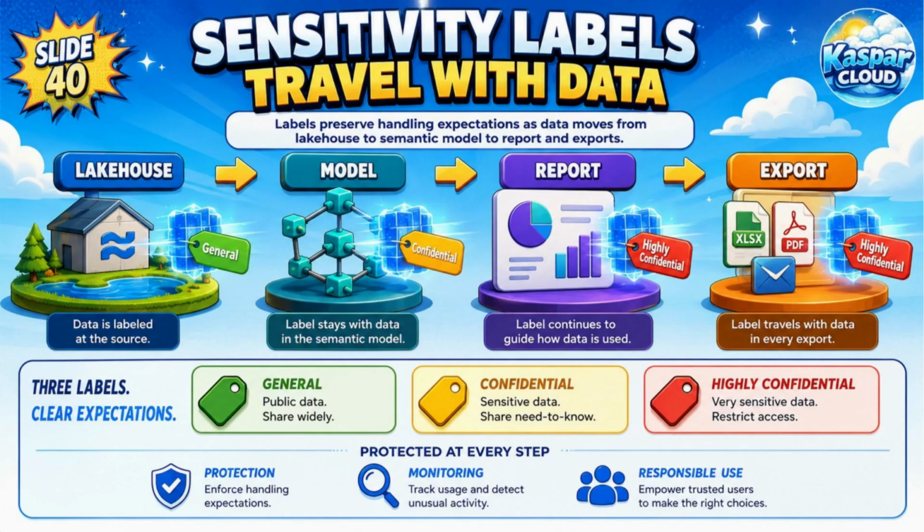Sensitivity labels help classify data according to business risk. Labels such as general, confidential, or highly confidential can be applied to Fabric items and can follow data as it moves through supported experiences. This is important because data does not stay still. It may move from a lakehouse to a semantic model, from a semantic model to a report, and from a report to Excel, PowerPoint, PDF, or PBIX.